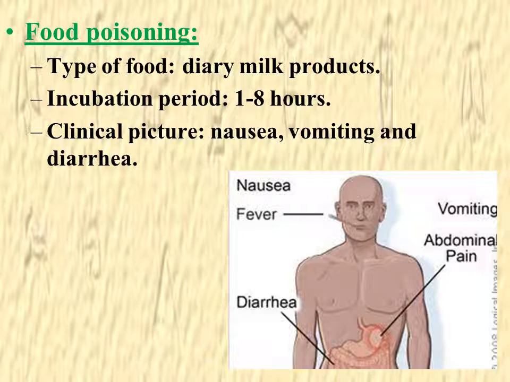Another disease is food poisoning. It is caused by the enterotoxins, of which we said there are 6 different types produced by Staphylococcus aureus. They are characterized by being resistant to heat and acid. The commonest type of food liable to be contaminated by staphylococcal toxins is milk products, when the milk used in preparing them is not well pasteurized or sterilized. The incubation period is usually 1 to 8 hours, and then the patient will develop nausea, vomiting, and diarrhea.